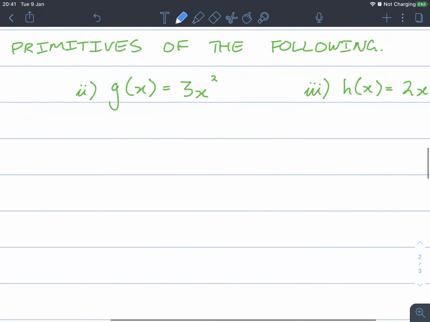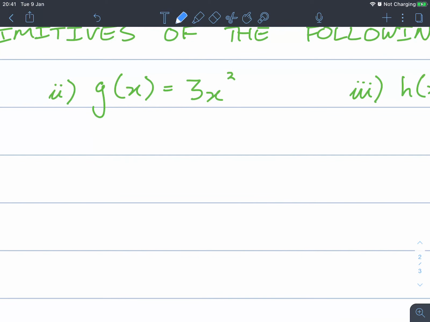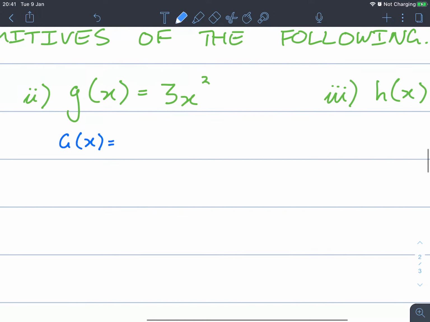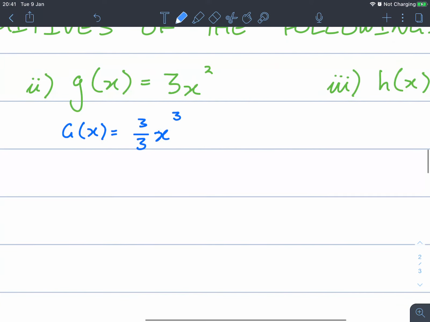So let's do this again. For this, we find the primitive capital G of x. We increase this power by 1, so it's going to be x to the power of 3. And then we divide by the new power, so the new power is 3. Let's divide by 3, and we multiply by whatever coefficient is remaining. So 3 over 3, x to the power of 3. Let's simplify this as just x to the power of 3.